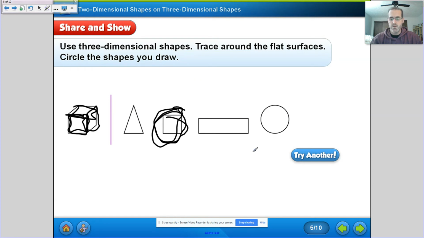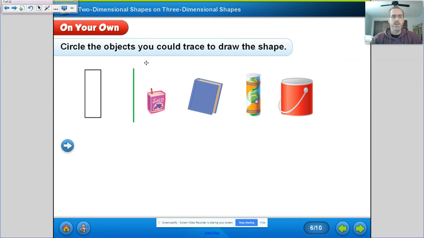All right. So let's keep going. Now, circle the object you could trace to draw the shape. What shape is this? Now, it doesn't say the exact shape. It's a rectangle. The opposite sides are the same length. What are you saying? In a square, the opposite sides are the same length too. That's true. A square is also a rectangle. I know. Boom. Blows your mind, right? A square is a rectangle. But is a rectangle a square?